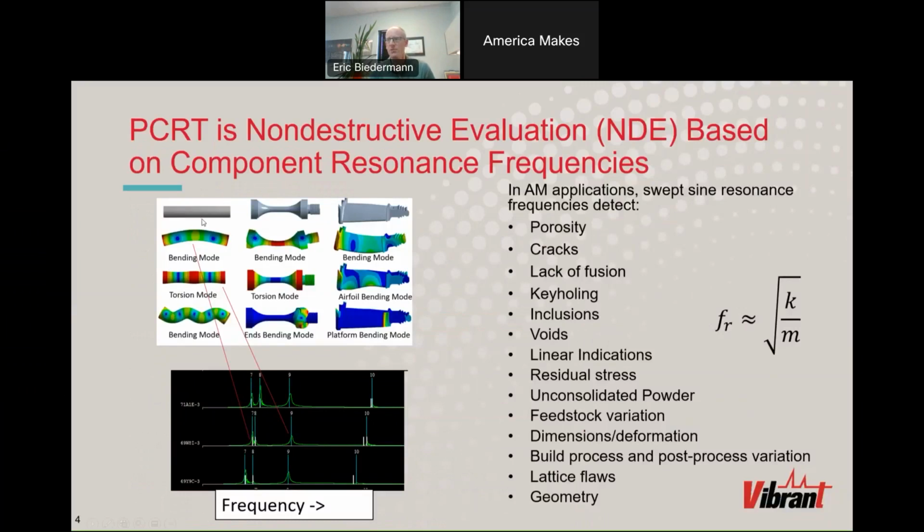So during our inspection, we are exciting these natural resonance modes of vibration, and then we record that frequency data and use a variety of sophisticated pattern recognition, machine learning, and statistical scoring tools to analyze those resonance spectra and make determinations about the material state of those components. So the raw data looks something like this.